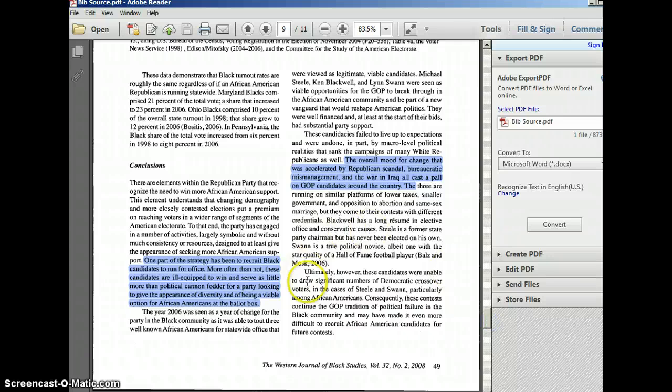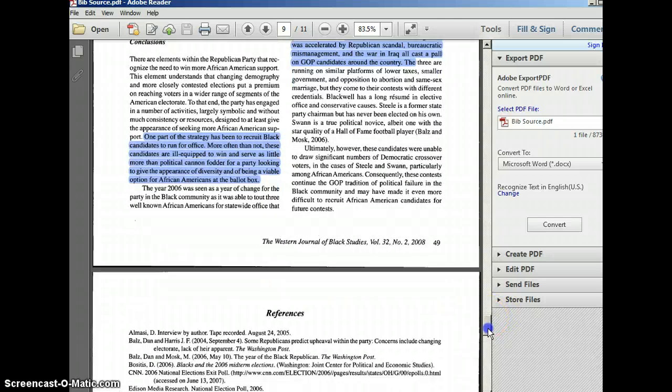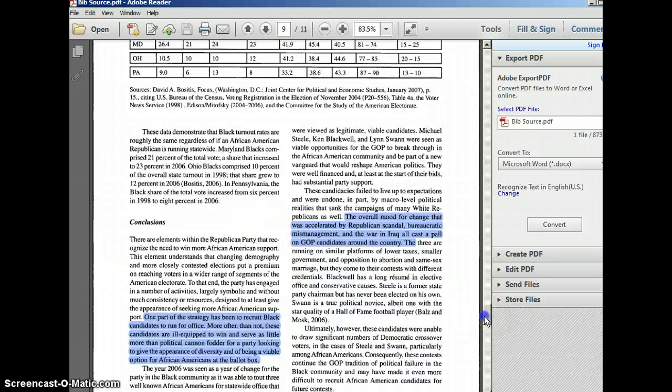And then again, he gives his conclusion that goes back to his overall assertion about the GOP and how they use black candidates. So it's a great article. It's 11 pages, so it's long enough for me to find great information, but it doesn't overwhelm me. And again, remember I said that when you start looking for your sources, you want to build some type of criteria. So, moving on to my annotated bibliography.